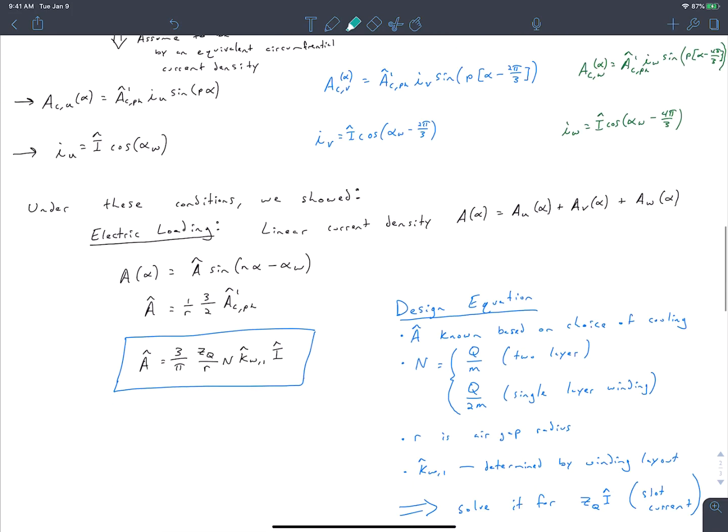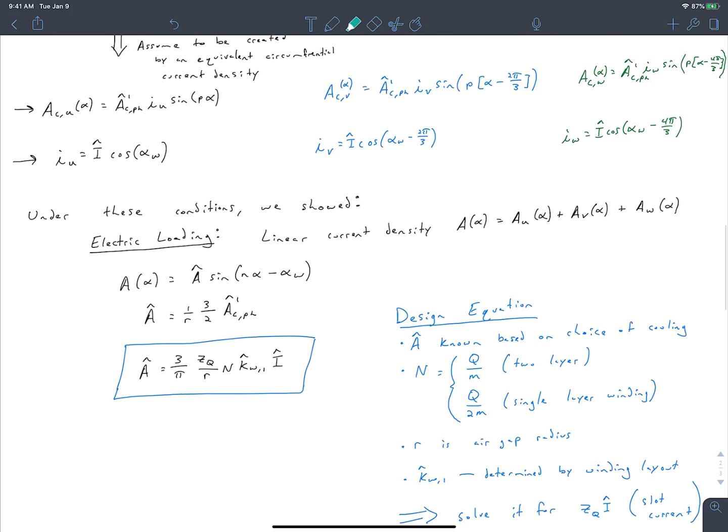And if we use that, we can derive an expression that relates our electric loading to the required number of ampere turns that we need in our slot based on the winding factor. And this points out further the importance of the winding factor. It tells us how effectively we're using our ampere turns to create torque in our motor. If we have a very low winding factor, if kW1 is like 0.1 or 0.5, that means that we require a very large value of ZQI in order to create the same electric loading as if kW1 was very large.